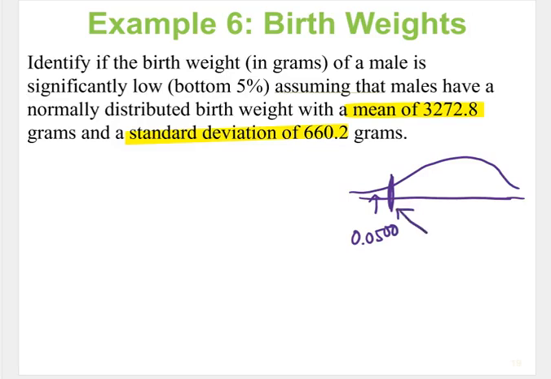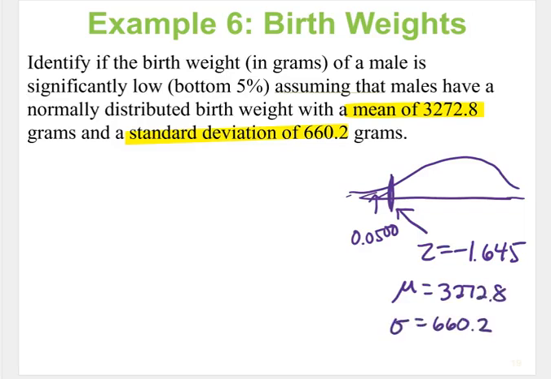So this is definitely going to be a negative z situation because I'm very much below the mean. And I would look for 0.050 exactly. If you remember, we just had this in a previous problem where we couldn't find it exactly. So we use that z-score of negative 1.645. So there's my z-score for that bottom 5%. I know the mean is 3,272.8 grams, and my standard deviation is 660.2 grams. So I need those three pieces of information to use my formula.